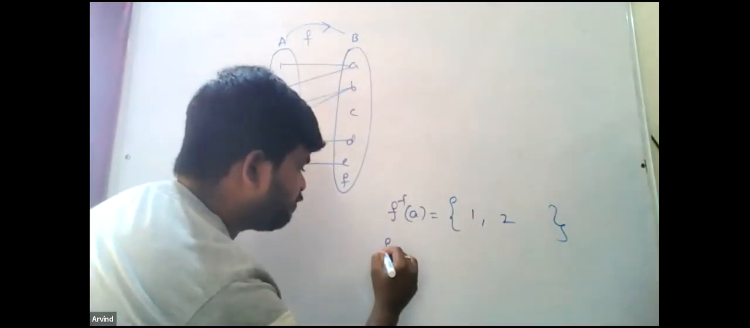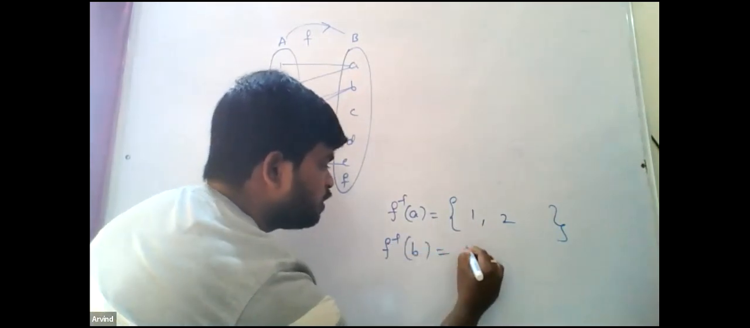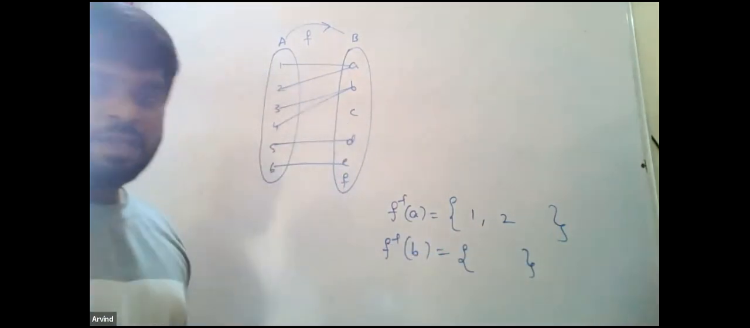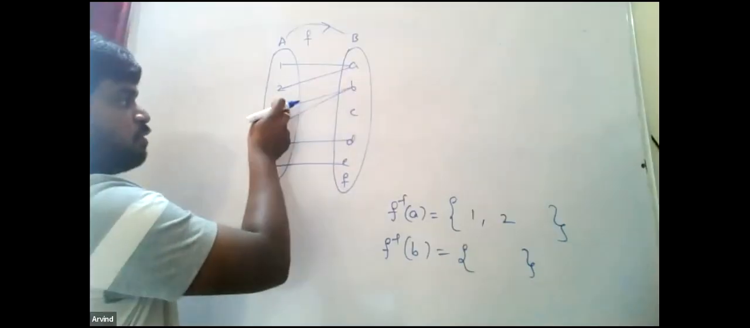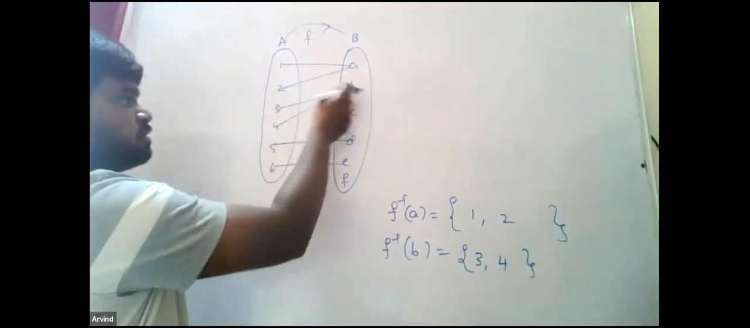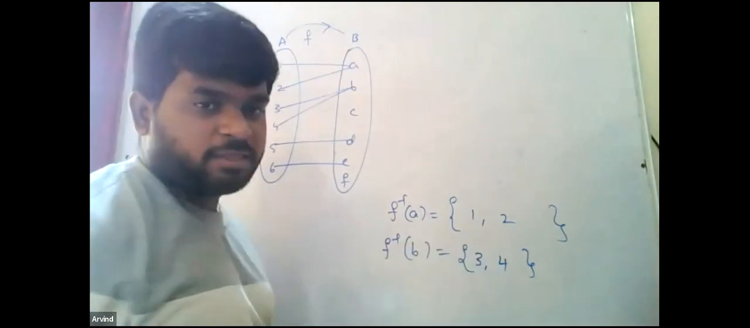Suppose if I ask you F inverse of B, what will be F inverse of B? 3, 4, sir. Very good. So B is related to which elements? 3 and 4. The pre-image is 3 and 4. You have to write that.